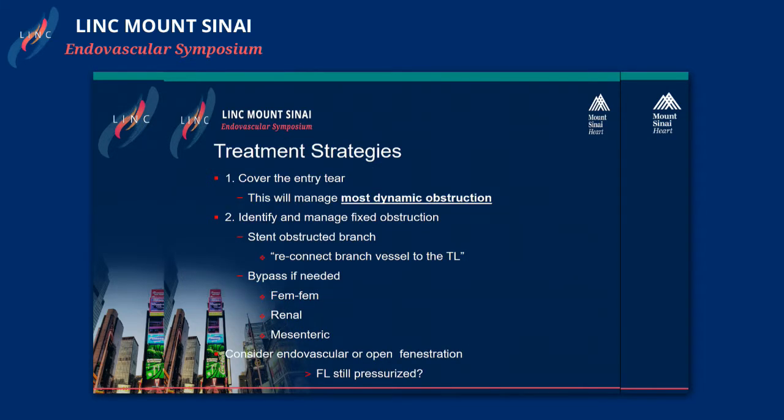The treatment strategies: one, covering the entry tear, which will manage most dynamic obstruction. Then identify and manage any fixed obstruction. You may need to stent the obstructed branch, as we've seen in the previous presentation, to reconnect the branch vessel to the true lumen, or bypass as needed: fem-fem, renal, mesenteric. In select cases, consider endovascular or open fenestration. I have a case where we covered the entry tear and for some reason the false lumen remained pressurized.